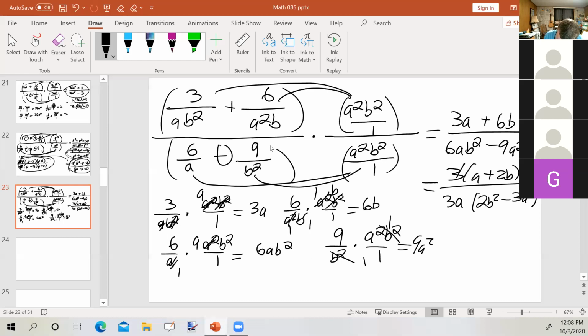So now I can reduce out the 3's. My final answer: a plus 2b over a times 2b squared minus 3a. Or you could take that a in the denominator and distribute it out. Either way, you'd have basically the same answer.